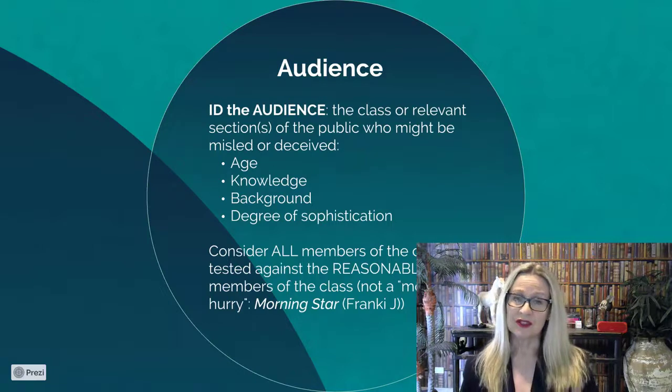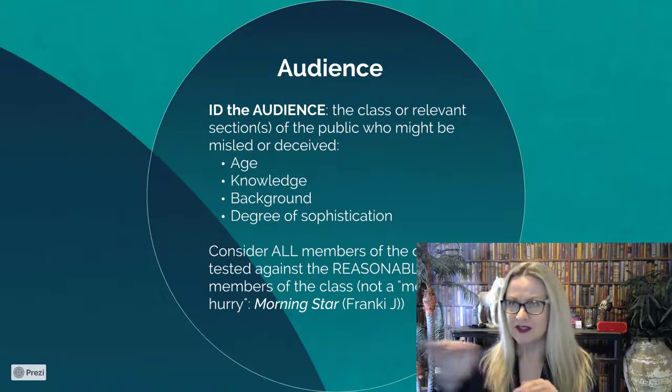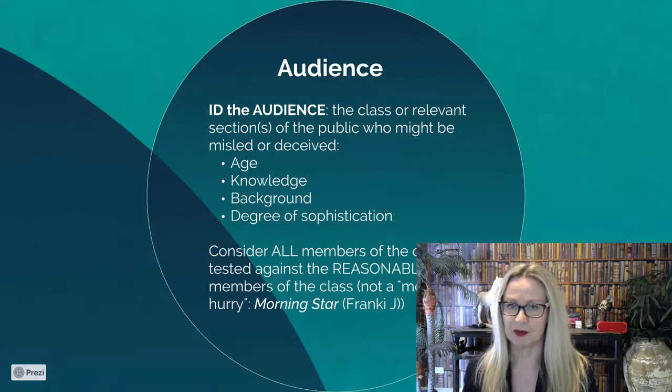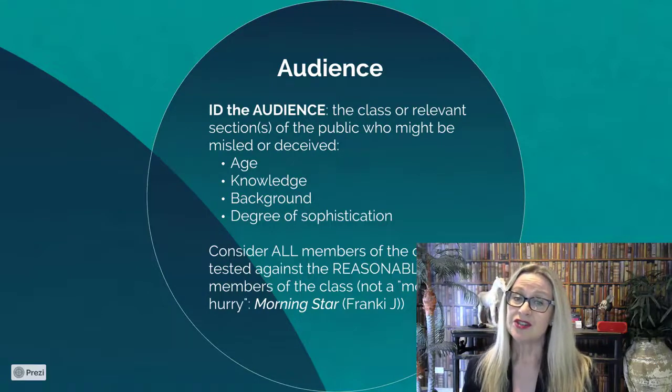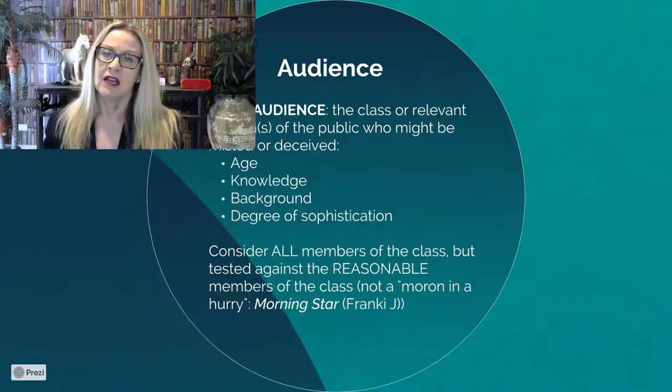Sometimes the judges call it identifying the class of persons or the section of the public that would be affected by the misrepresentation. You're trying to determine where this representation was pitched. So obviously, if it was pitched at kids, you're going to be using a very different measuring stick for whether or not something is going to be misleading than if the representation was addressed to an audience of professionals or an informed section of the public. So you need to think about age, knowledge, background, and degree of sophistication there.